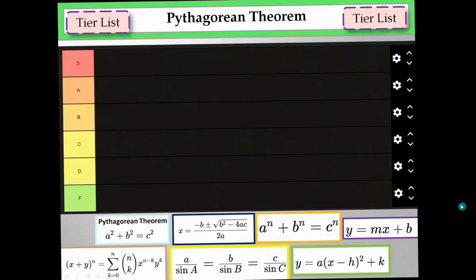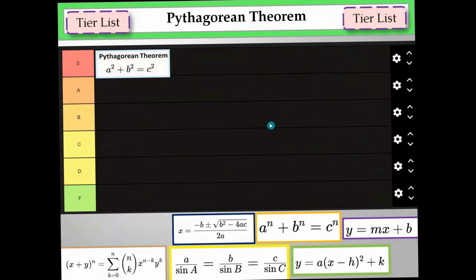Let's continue to the actual tier list now. What do you think the Pythagorean Theorem will be placed on the tier list? Hopefully it's pretty obvious. It should be S tier. It's ridiculous. Everything has 10 out of 10.